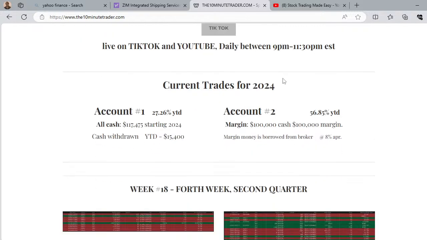And then here are my current trading accounts. These are the 2 accounts. I have 6 different accounts, but I only share 2 of them with you. Account number 1, account number 2.